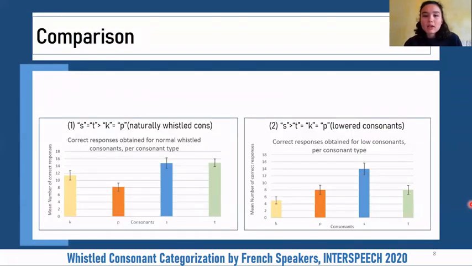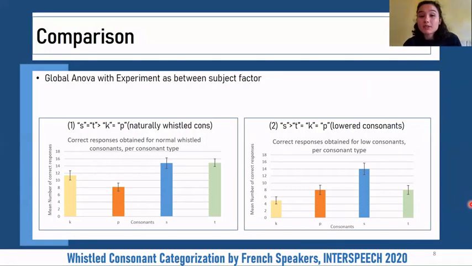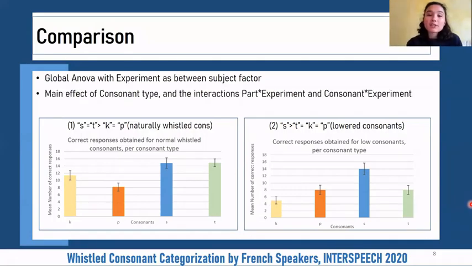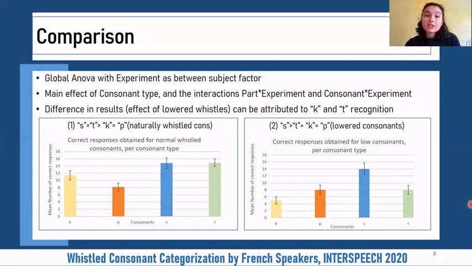When comparing the two experiments using a global ANOVA with experiment as a between subject factor, we found that there was a main effect of consonant type, and the interactions part and experiment and consonant and experiment were significant. In addition, these differences can be attributed to the differences in results for K and T, which you can really see in these diagrams. This is the natural whistled consonants, where K was recognized much better. And this is lowered consonants. Once again, there's a big difference between the K results.